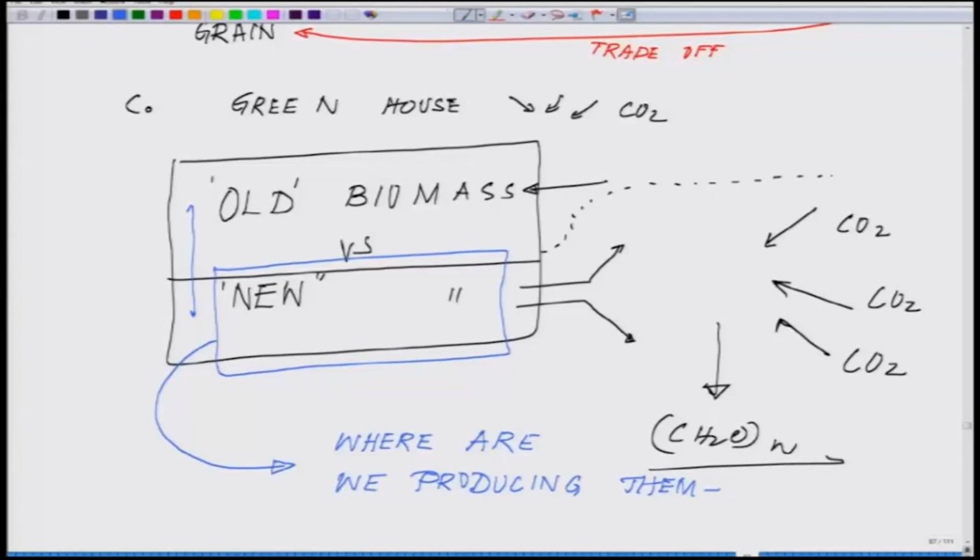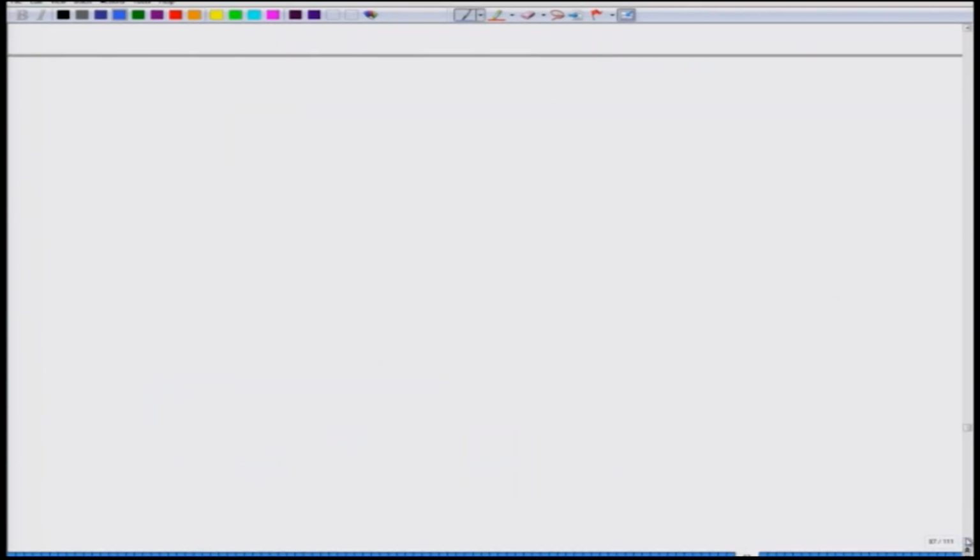So, let us enumerate the features of the crops which could be used for producing new biomass. Okay. Coming back to the slide now. Now, we will talk about what all features we are looking forward to. So, we have two options. If we talk about any kind of energy crops, they could be either grown in the land or in the water.